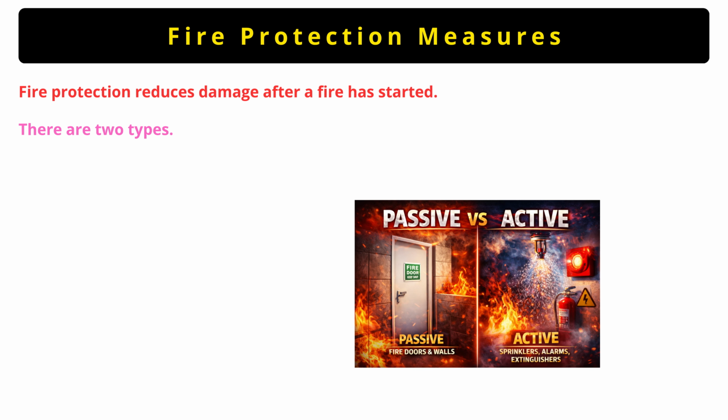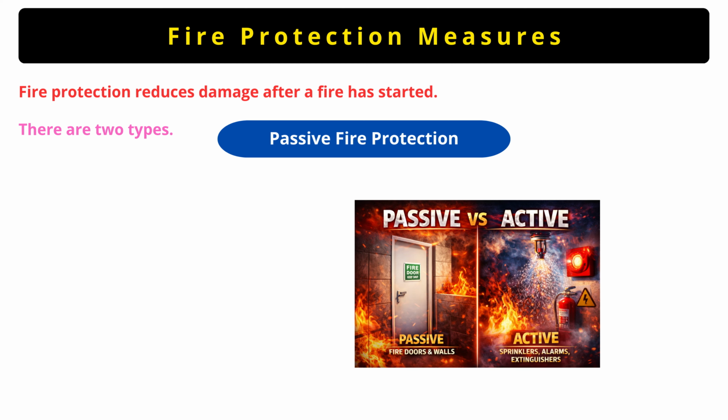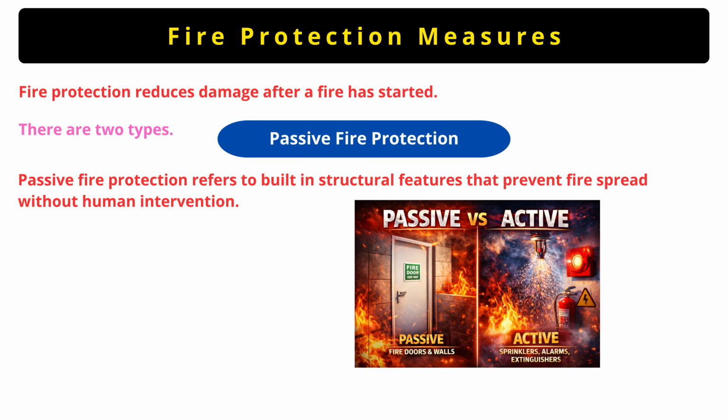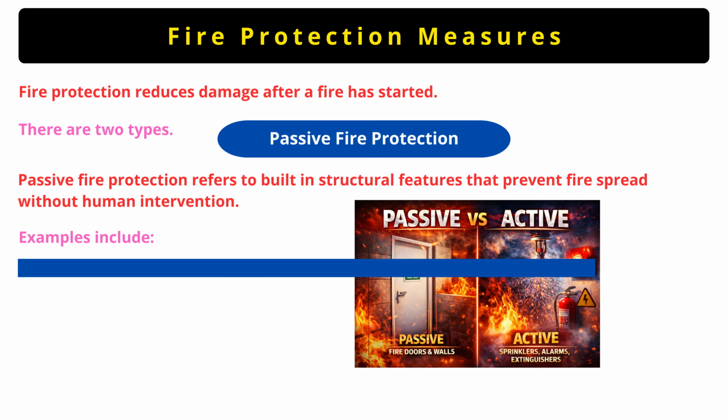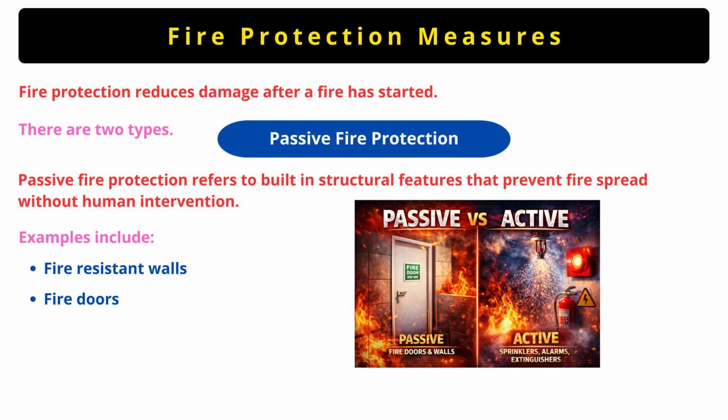There are two main types: passive fire protection and active fire protection. Let's understand what passive fire protection is. Passive fire protection includes structural features that are permanently installed in a building. They automatically slow down the spread of fire and do not require activation. Examples include fire resistant walls, fire doors, fire compartments, and fire resistant coatings.